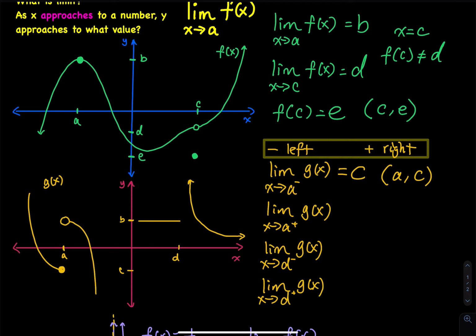What about plus? A plus means x approaches a from the right. So x approaches a from the right. Do you see my cursor? Right hand side. As x approaches a from the right hand side, y approaches b. So this is equal to b. But does that mean when x is equal to a, y is equal to b? The answer is no. Why? Because (a, b) is an open circle. So when you are thinking about function evaluation, when x is equal to a, y is not equal to b. y is equal to c.